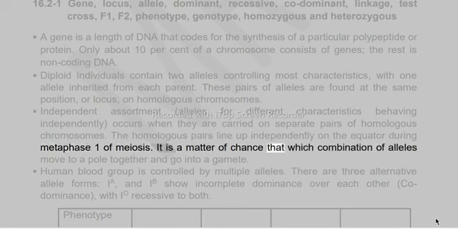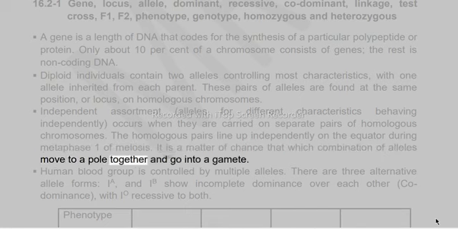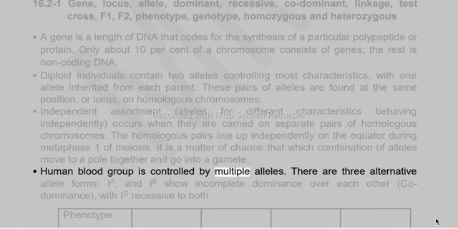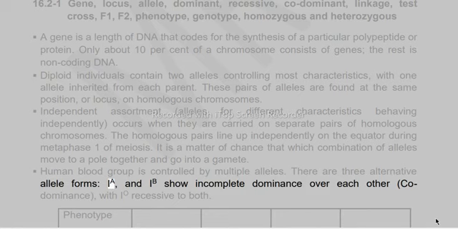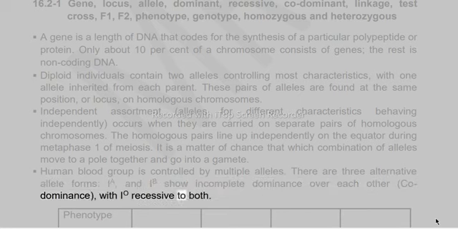It is a matter of chance which combination of alleles move to a pole together and go into a gamete. Human blood group is controlled by multiple alleles. There are 3 alternative allele forms, IA and IB show codominance with each other, with IO recessive to both.